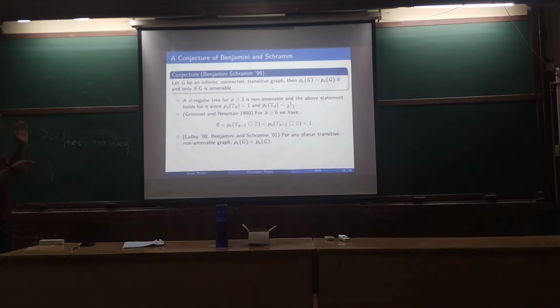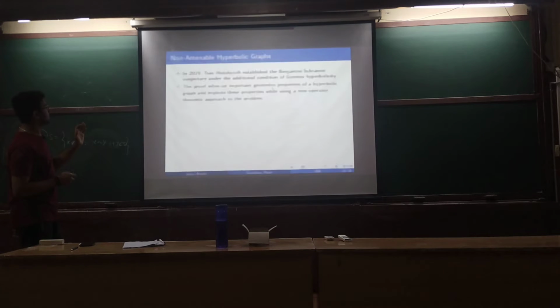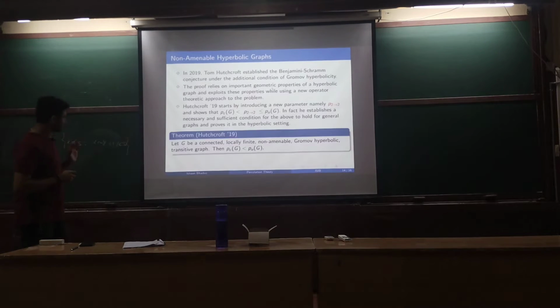Okay. So right now that's all I want to talk about. I don't want to go into hyperbolic graphs, but I would like to just say one more thing, that there has been a very new advance towards this conjecture, where Tom Hutchcroft actually proved the conjecture with the additional assumption of hyperbolicity. So I don't want to go into the definition, but he established the Benjamini-Schramm conjecture under this additional condition. So he's proven for hyperbolic non-amenable graphs that PC will be less than PU as well. So for this big class, you've shown it, and so yeah, that's all.